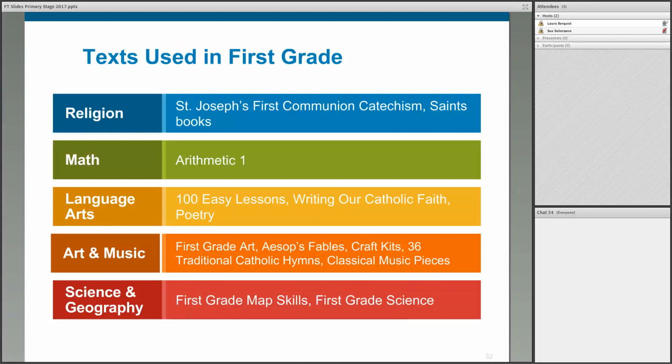I guess the addition here from kindergarten is those classical music pieces. And I picked out just some pieces that my husband, particularly, who knew a lot about music, used to play for our kids when they were little: Peter and the Wolf, The Carnival of the Animals, Bach's Goldberg Variations, Gershwin's Rhapsody in Blue, the Farewell Symphony. Those are all very accessible.